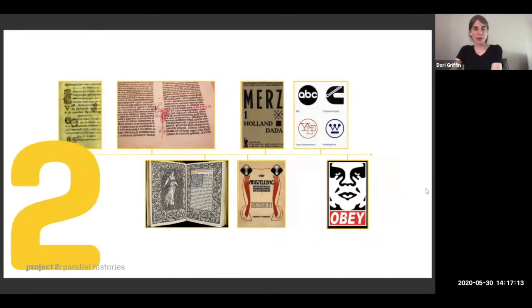The second project that several students are going to talk to you about is this Parallel Histories project. Last year I taught the Survey of Graphic Design History for upper division undergrads and for grad students as well. And we started this semester by looking at this image, which is kind of the traditional timeline of canonical graphic design history, starting with manuscript culture and moving through first to high modernism, corporate modernism, and then to postmodernism.